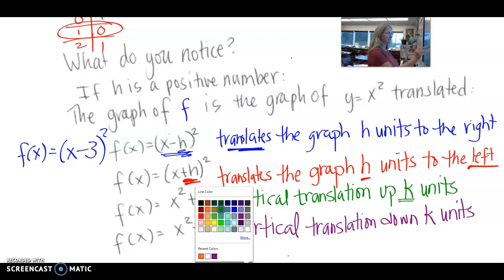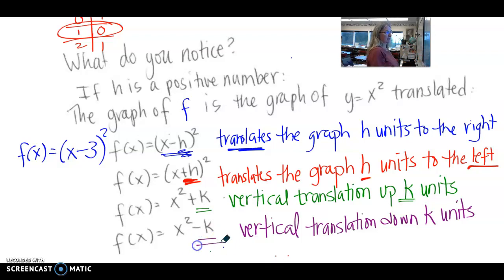And then this last one is when I subtract k after I've squared the function, so it's x squared first, not in parentheses, then I subtract k. That's when it's a vertical translation. It'll be down k units when I subtract it.